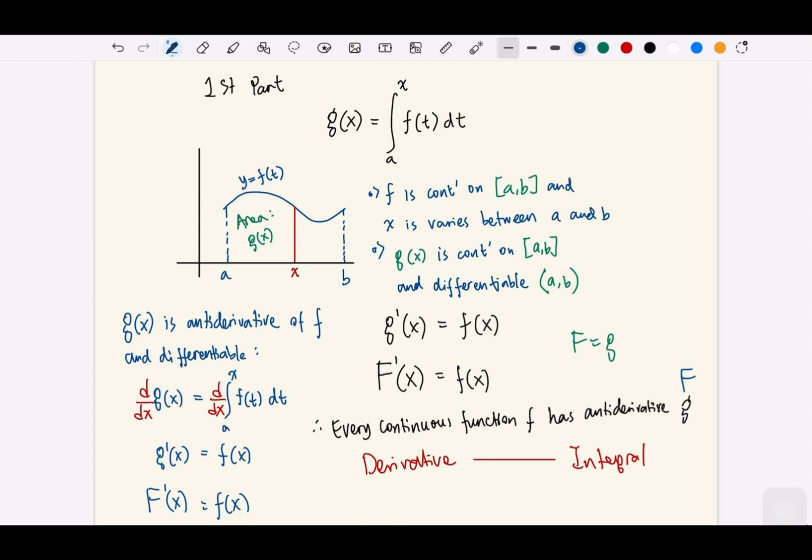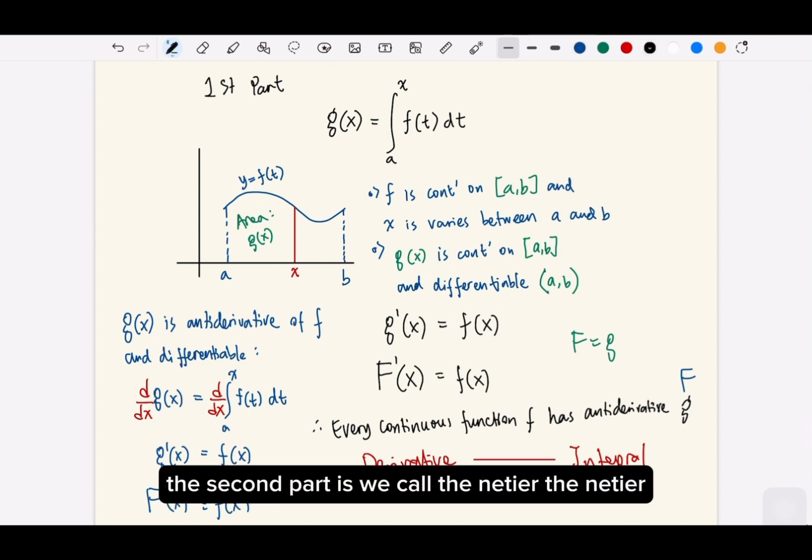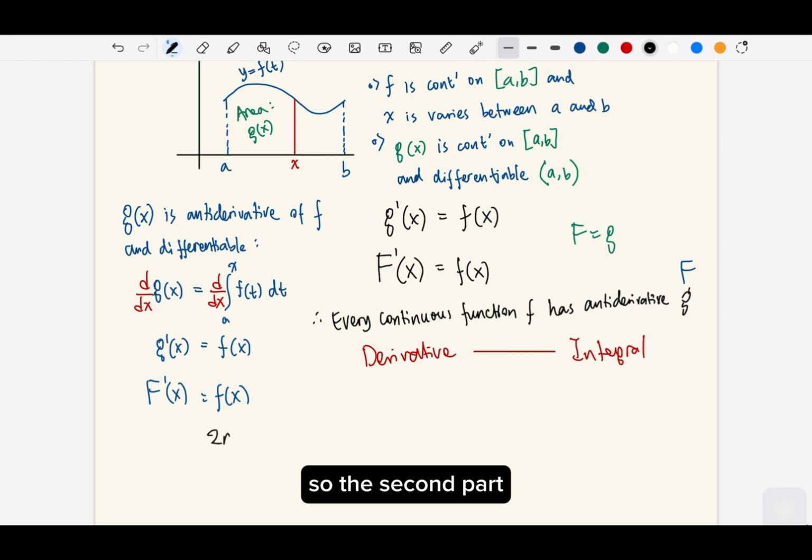Okay. So the derivative and integrals. Okay. The second part is what we call the net theorem. Okay, the net theorem. So the second part.